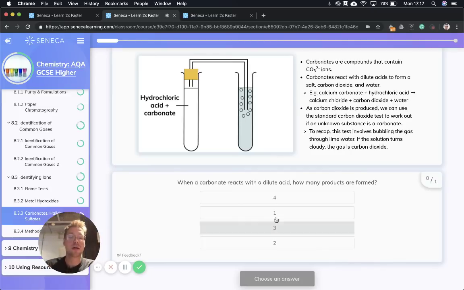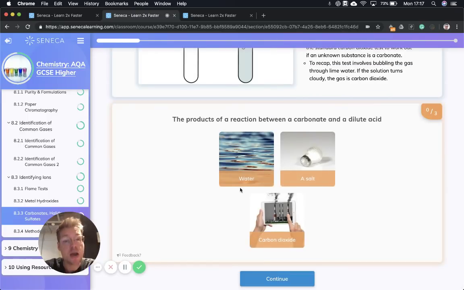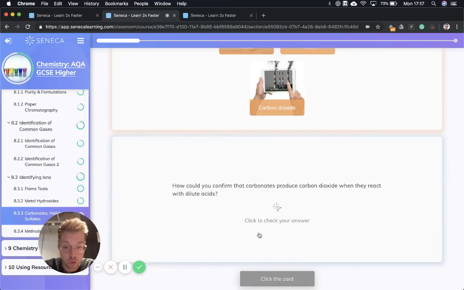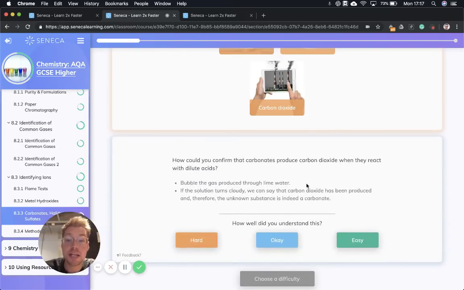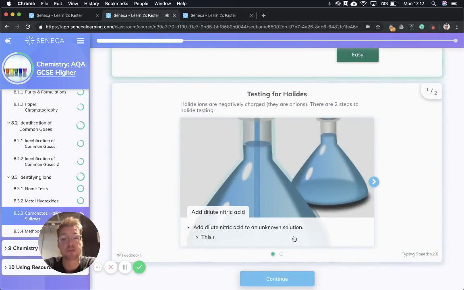So great. So when we react a carbonate with a dilute acid, we produce 3 products. That's 1, 2, 3 products. And what are they? Water, a salt, and carbon dioxide, CO2. So how can we confirm that carbonates produce carbon dioxide? We can use the lime water test. We bubble the gas through lime water, and if it goes cloudy, we have produced CO2. Amazing, fantastic, stunning, groundbreaking, revolutionary.